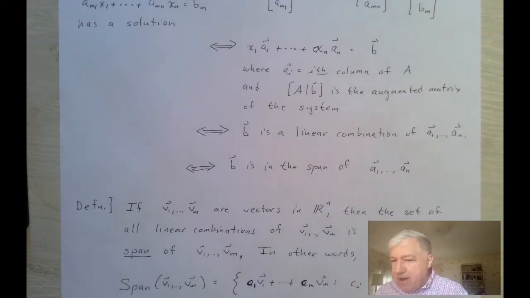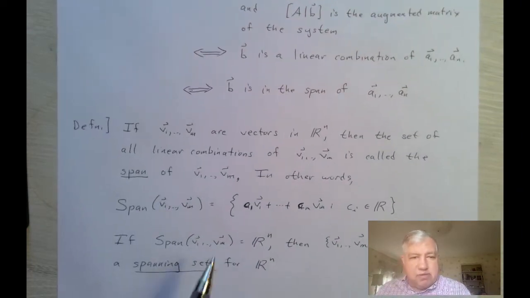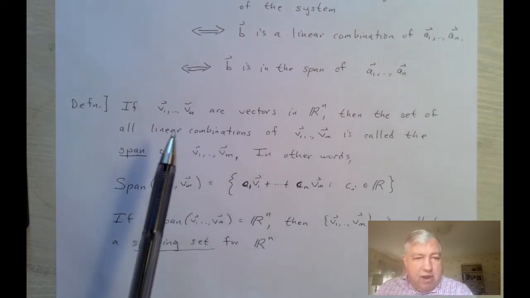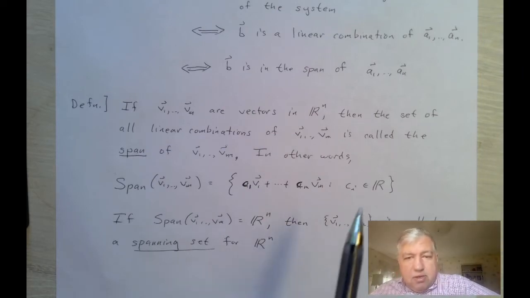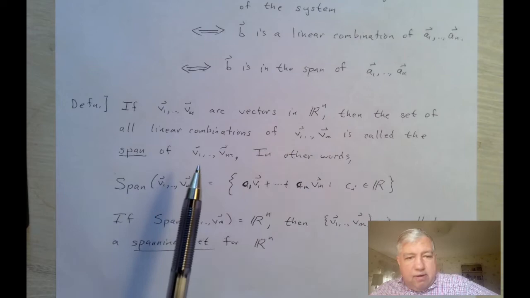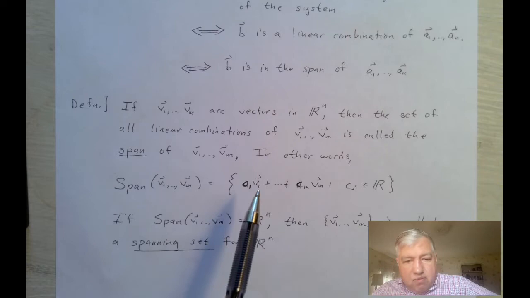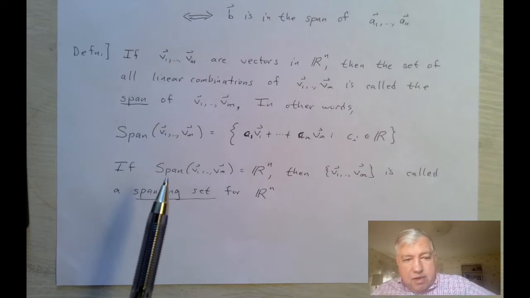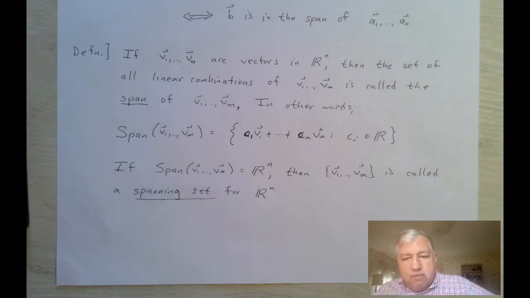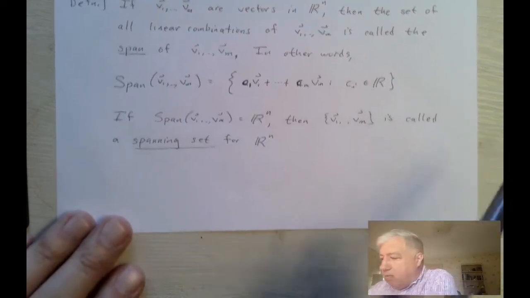So we want to define the idea of a span. The span of a set of vectors is just the set of all linear combinations of those vectors. If v1 through vm are vectors in Rn, then the set of all linear combinations of those vectors is called the span of those vectors. In other words, the span of v1 through vm is all vectors of this form where the c's are real numbers. And if in some cases the span of a set of vectors will be all of Rn, then we say that this set is called a spanning set for Rn.